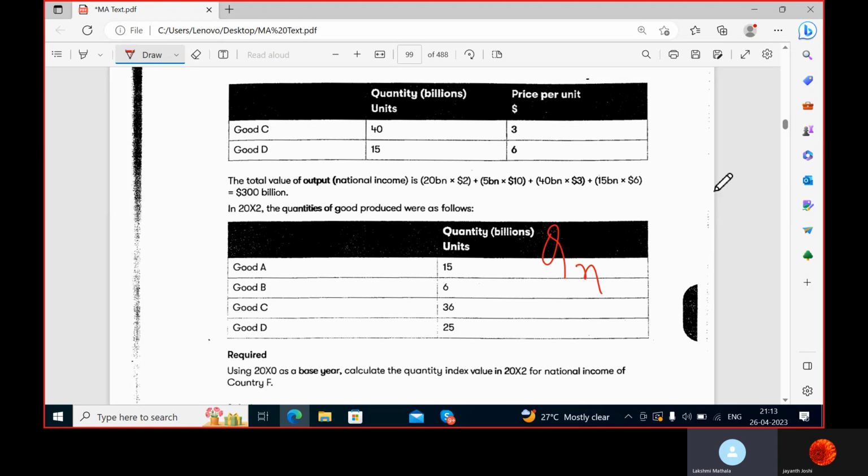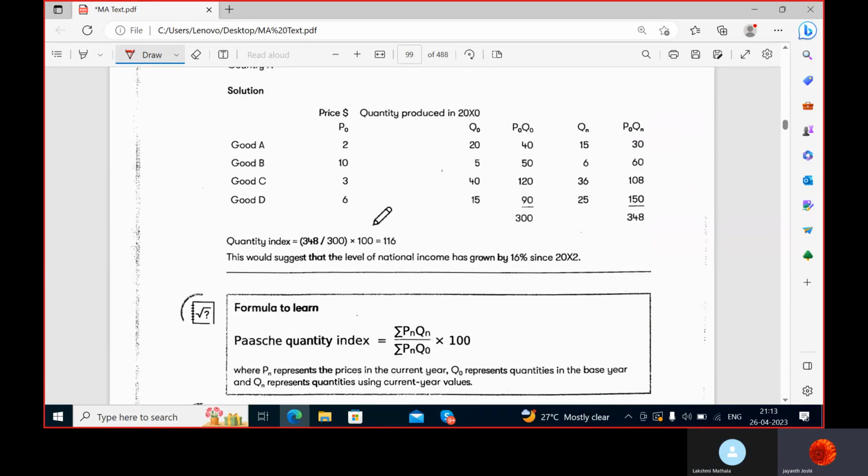So I'm getting 116. Yeah, good. And now you have to do the Paasche index, whereby in the previous Paasche index we took the current year prices and the current and base year quantity. Now in place of price we will take quantity. Am I right? Right, sir. So the next year's prices? Yeah, we will take the current prices only.